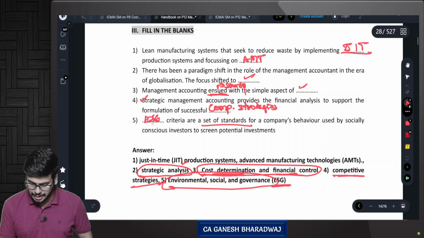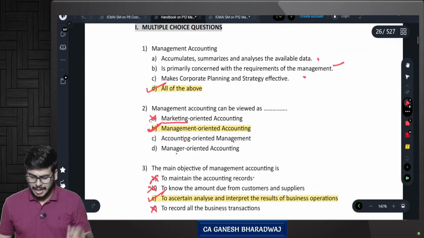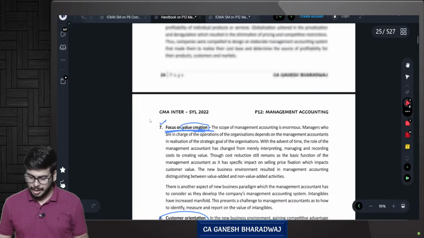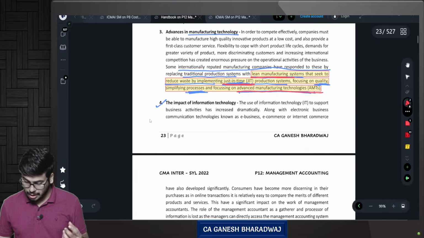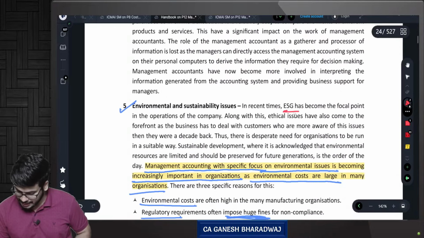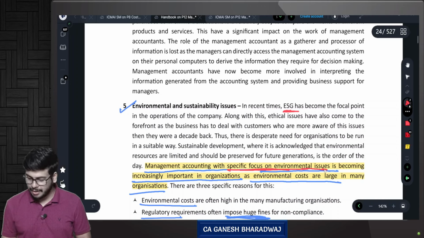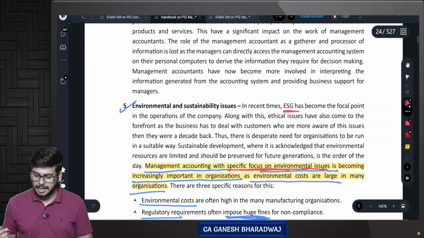I will show you where we saw this. ESG, I told you in one part, means it is not just about making money. You also need to be very environment conscious. Look at this: sustainability issues. ESG has become the focal point in the operations of companies, with a specific focus on environmental issues.